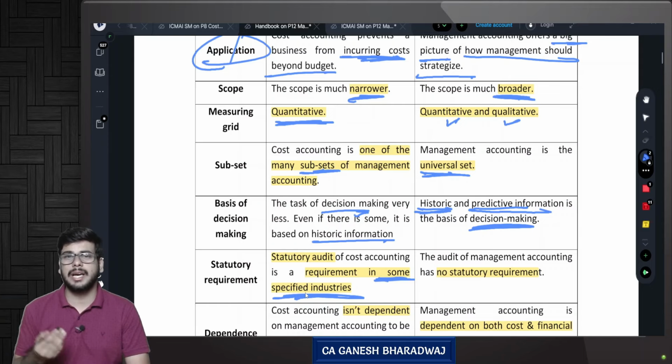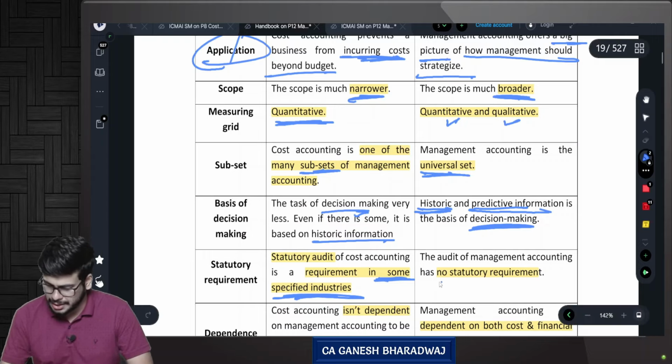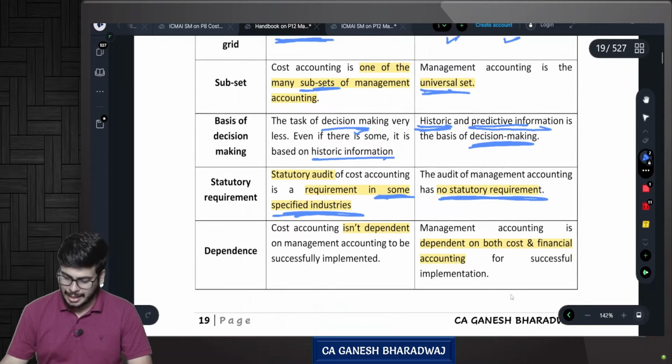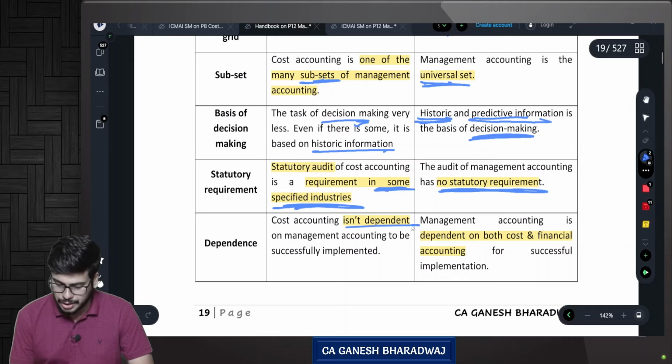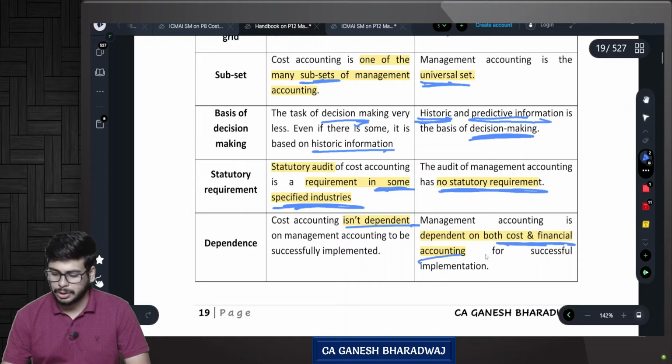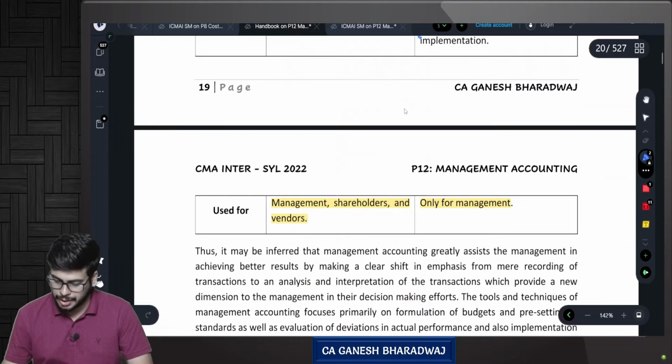There's something called CRA rules that need to be maintained. But here, in case of management accounting, there is no such statutory requirement at all. And dependence: cost accounting is not dependent on management accounting, whereas management accounting is dependent on both the cost accounting and financial accounting data. And cost accounting is used for management, shareholders, vendors.